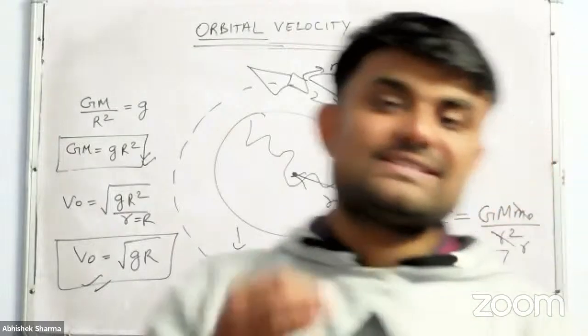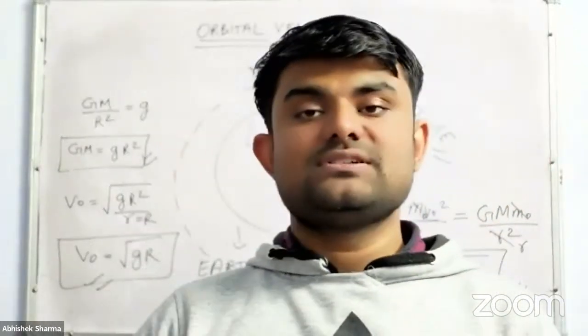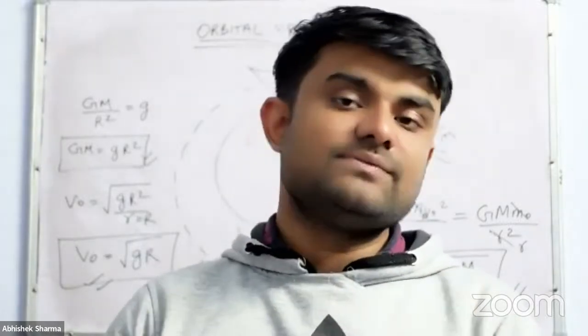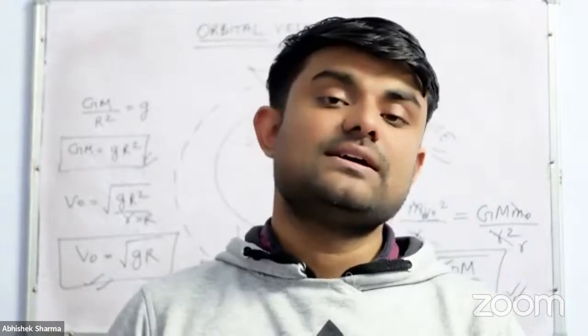Now, for escape, it was under root 2gR, and for this, it's under root gR. So there is a root 2 multiplicative difference. Now we'll analyze that. Please note it down first.